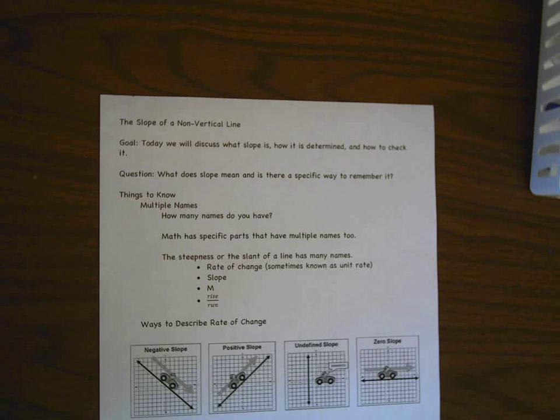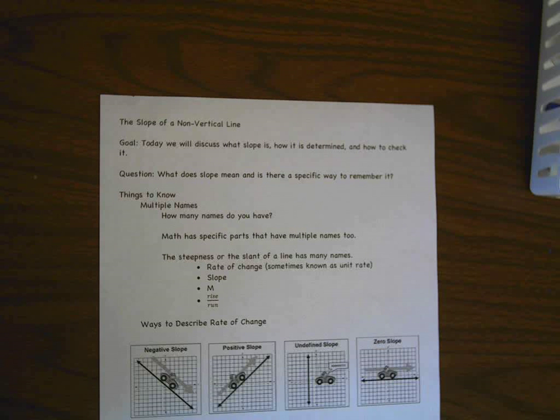The first thing that I want you to think about is, how many names do you have? Okay, I have several. I have Aaron, I have Mrs. Nelson, I have Mom, I am called Auntie. So right there I have at least 4 or 5 different names that are all describing me. Well, in math we have that same situation happening, and math has specific parts that have multiple names too. The reason that we're talking about this is because, believe it or not, you already know what slope is. It's just been called something different up until this point.